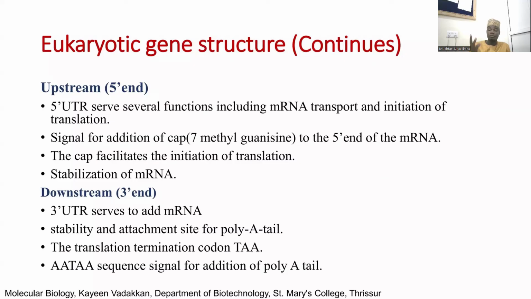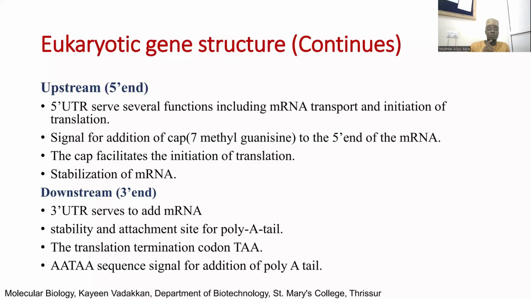And number one, it is used to signal the ribosomes that this is a messenger RNA transported from the nucleus. So ribosomes recognize mature messenger RNA using the 5' cap. So the 5' cap is used in recognition, and it also helps in initiation of translation, and also is important in stabilization of messenger RNA.